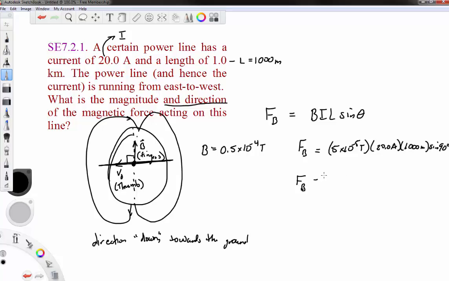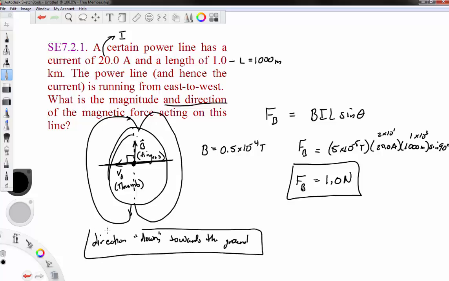And so we have FB is equal to, this is basically 2 times 10 to the 1. This is 1 times 10 to the 3. Collectively, this is 10 to the 4. And then 2 times 5 gets another 10. So basically we have 1 Newton. So that is the magnitude.